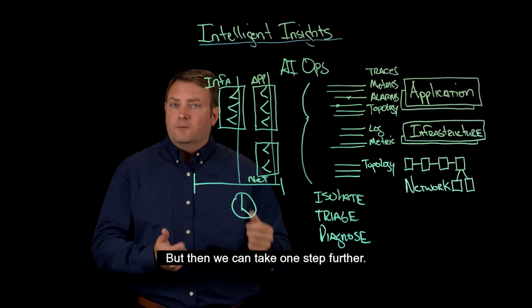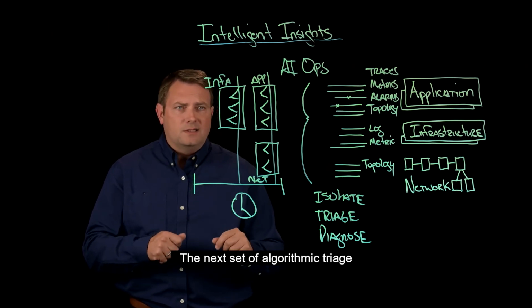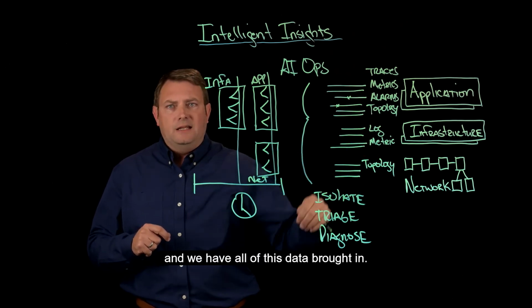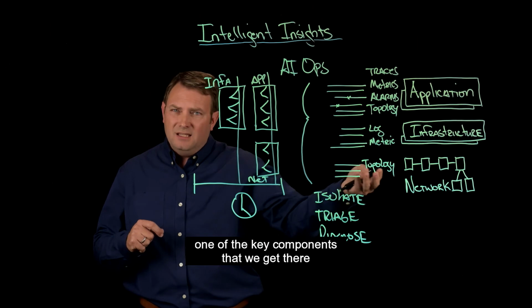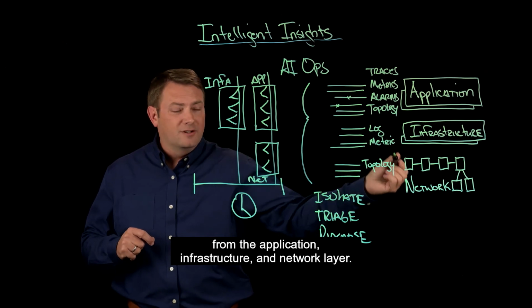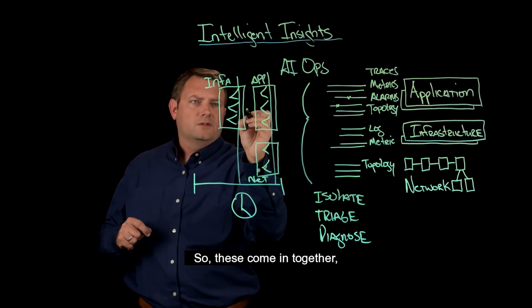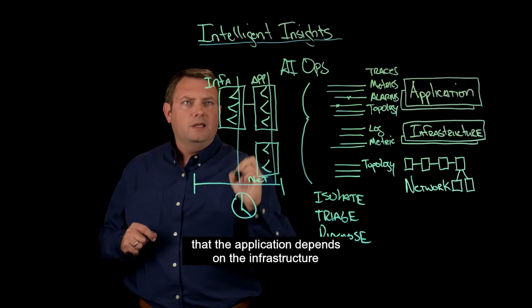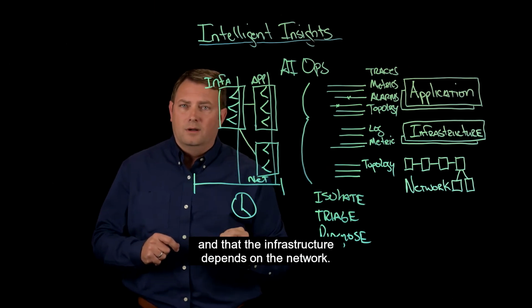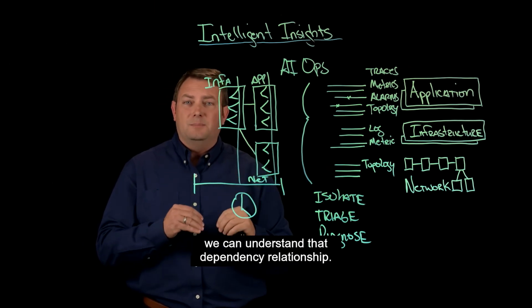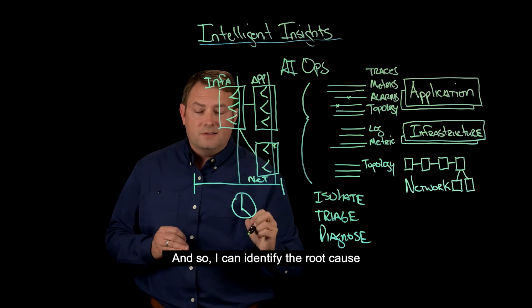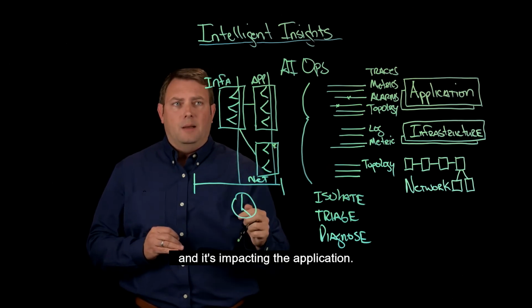But then we can take one step further, and the next set of algorithmic triage that's applied is topology. So we have this event stream, right? And we have all of this data brought in. And with this telemetry, one of the key components that we get is topology information from the application, infrastructure, and network layer. These come in together, and so we can start drawing that association that the application depends on the infrastructure and that the infrastructure depends on the network. On these clusters, we can understand that dependency relationship. We can understand it in time. And so I can identify the root cause is related to this event, and it's impacting the application.